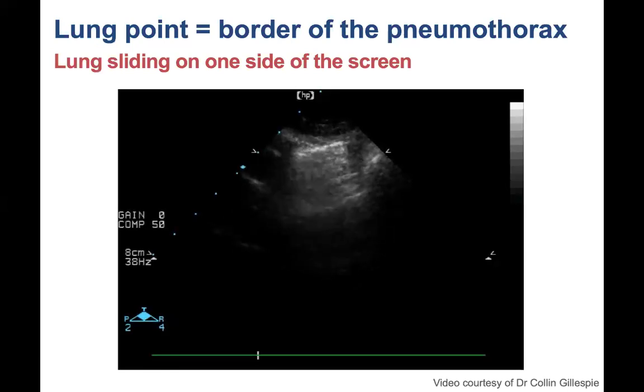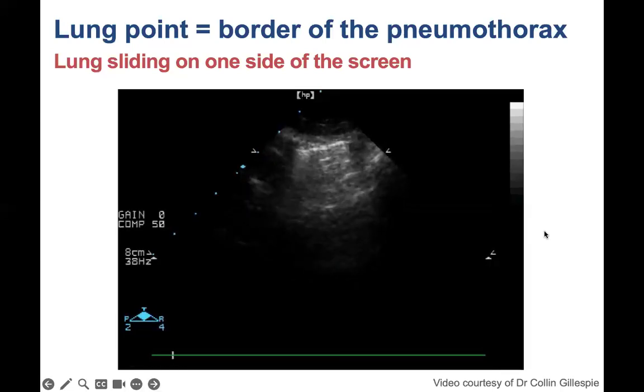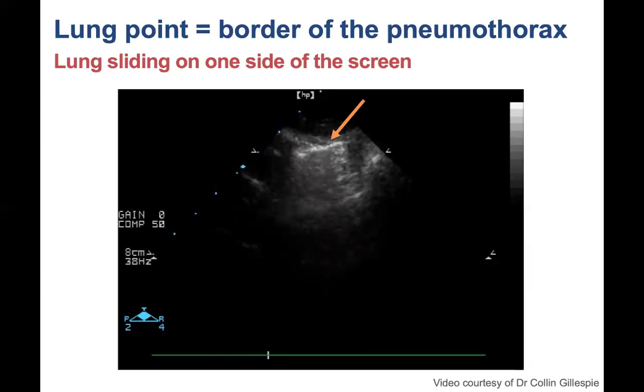So here is what that lung point looks like, where you see lung sliding on one side of the screen, but not on the other. Here is that visceral and parietal pleura. It's all the way at the top of the screen. This is using that phased array probe. So again, this is kind of, I think, a little harder to see, which is why I don't like the phased array probe. But if you look where that arrow is, you can see that shimmering or that lung sliding only comes up to a point about the point of that arrow. And then on the right side of the arrow, you don't see that lung sliding. So this is a lung point. This is actually the border of a pneumothorax, and this is specific for a pneumothorax. We do have a pneumothorax.